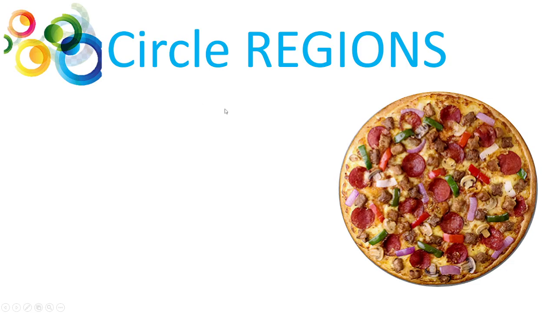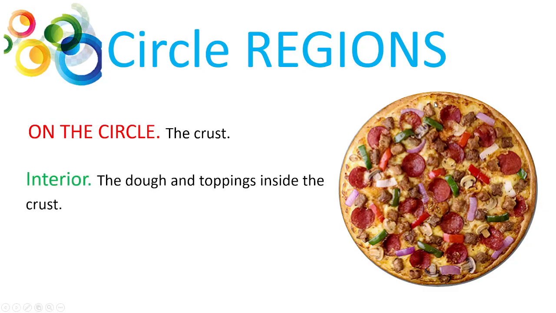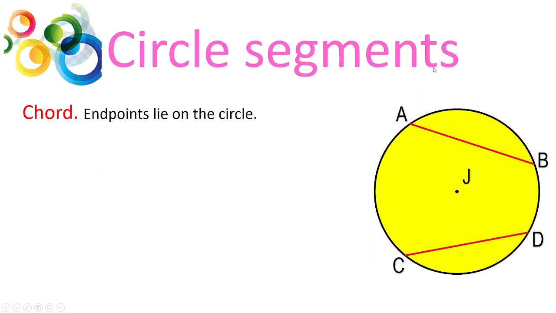Now, for an example, let us consider this yummy pizza, right? Yummy. So the crust would be our on the circle, and all the yumminess, that would be the interior, the dough and the toppings. And the exterior would be outside the pizza, of course. So that's it.